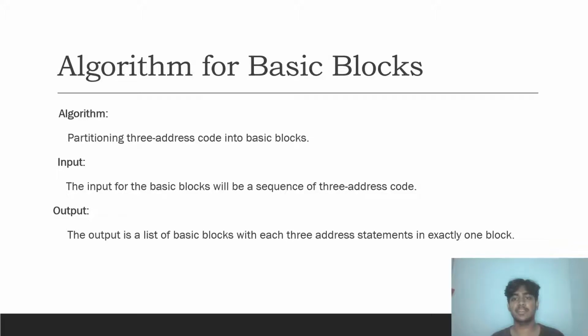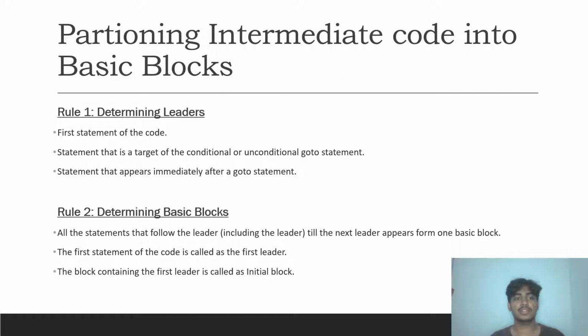So, algorithms for basic blocks. How do we convert our normal three-address code to basic blocks? If we partition our three-address code into basic blocks, the input is a sequence of three-address codes, and the output is three-address statements in exactly one block. We have two main rules for splitting our code into blocks. The first rule is to determine the leaders. The second rule is to determine the basic blocks.